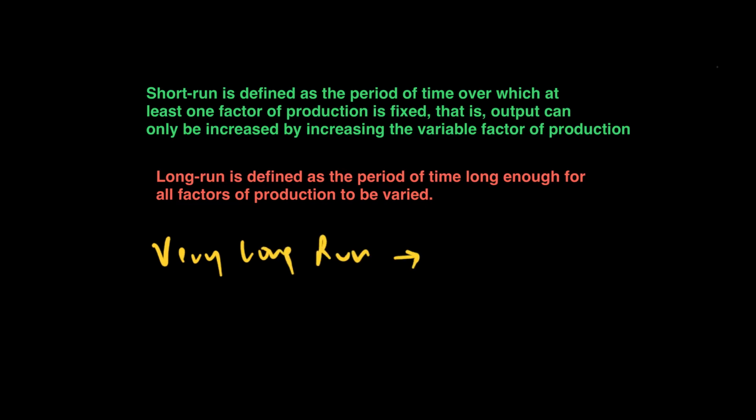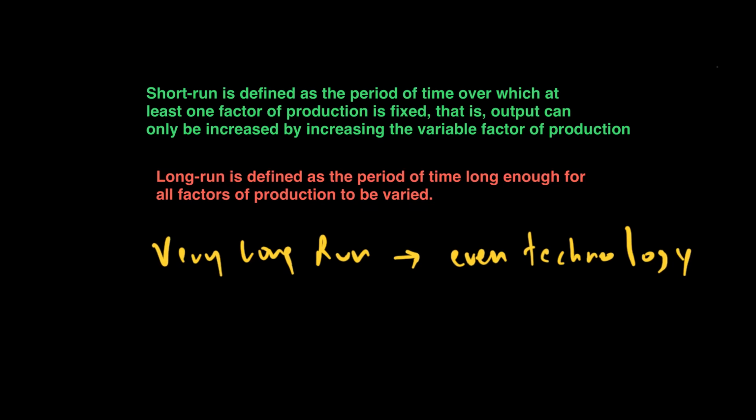And we say sometimes in the very long run, all factors of production are variable, even technology, which can also change in the very long run, because we could have what we call inventions that can take place in the very long run that can change the technology as well.